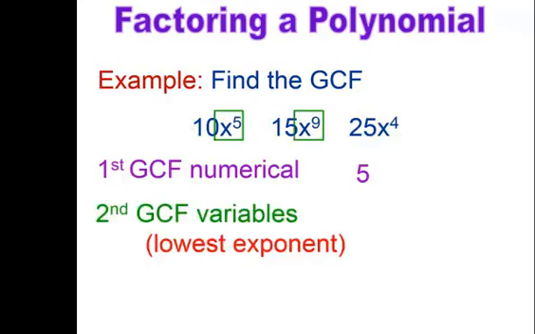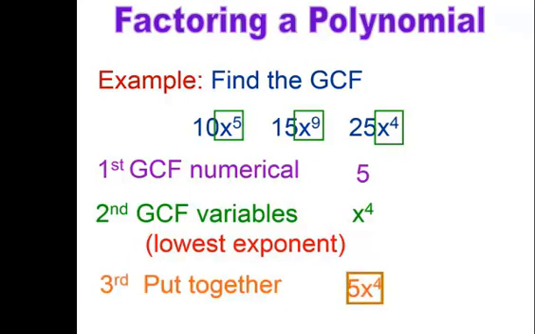And then you want to look at the variable part, and remember that the variable part is simply the lowest exponent. So in the greatest common factor here, we would end up with x to the fourth. So finally, you're going to need to put it together when we're looking for the greatest common factor and we have coefficients and variables with exponents. So the greatest common factor for 10x to the fifth, 15x to the ninth, 25x to the fourth is going to be 5x to the fourth.